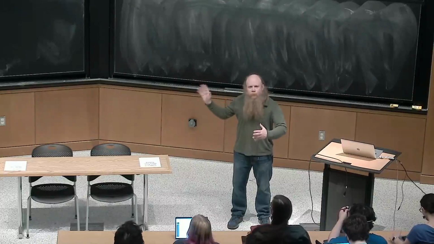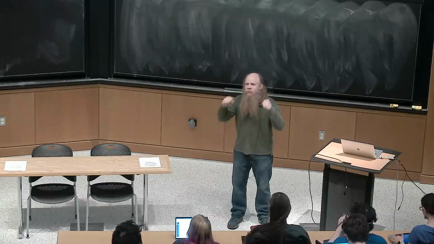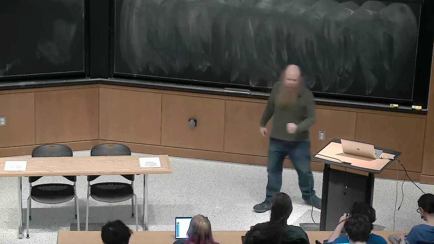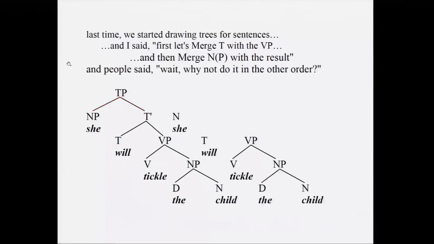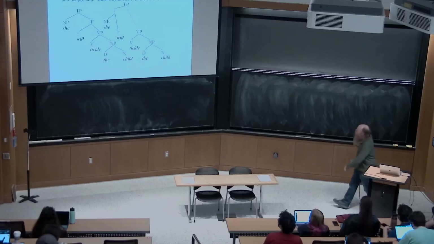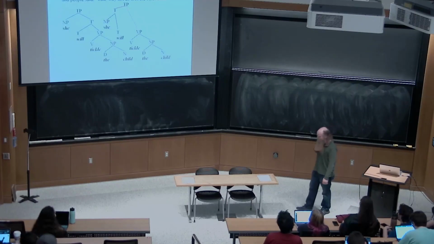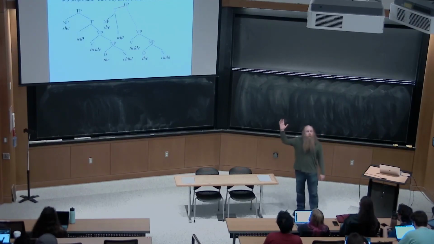Immediately, several of you objected. Katerina here, for example, ruthlessly demanded that I explain why we were doing it in that order and not, for example, like this. We've got tickle the child just like before, but this time we'll merge she with will first, maybe projecting T. And then we'll merge the result of that with tickle the child, giving you a TP again, but with a different constituent structure.